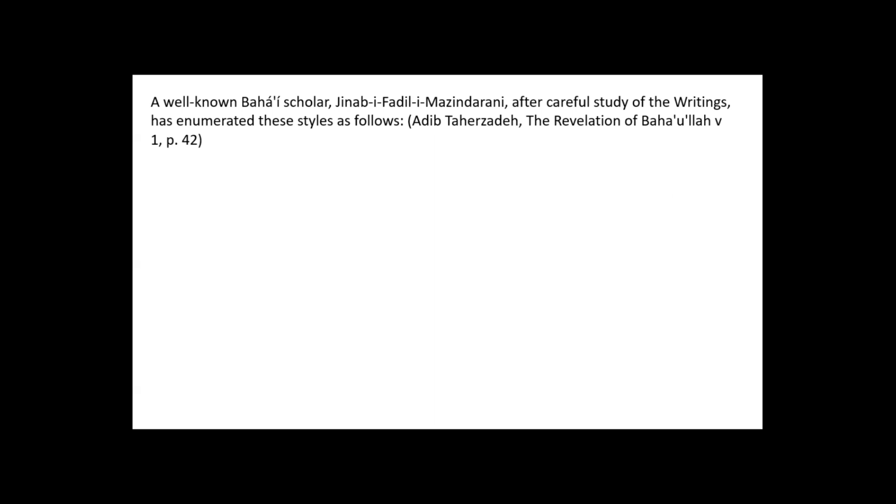So in addition to my idea, there are, as I noted last class, 9 modes proposed by the scholar Janabi Fazl Mazindarani, mentioned by Adi Pehirzadeh in his work, page 42 at any rate. It's volume 1, page 42 of the Revelation of Baha'u'llah by Adi Pehirzadeh. He quotes Janabi Fazl as listing these 9 categories.